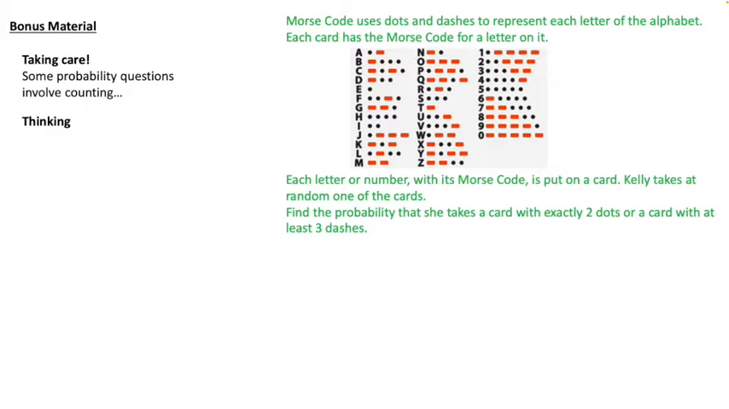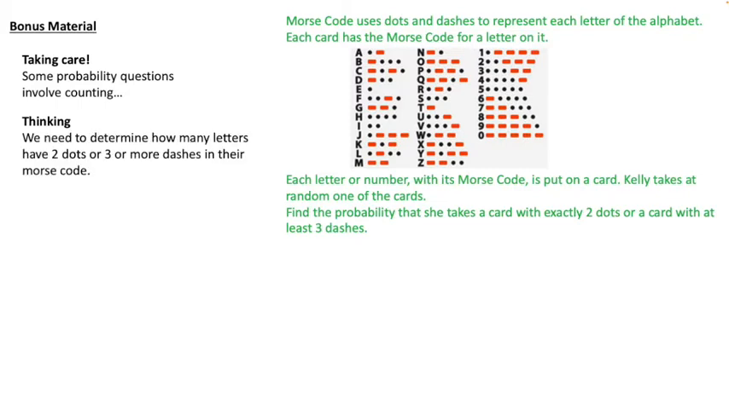Little bit of bonus material in this video, and this is about taking care. Some probability questions involve counting, and it's easy to mess it up. So let's have a look at the question. We've got the Morse code here, and we have to find out the probability of a certain thing happening. The probability we're finding is taking a random card, so each of these has been put onto a card, and the probability of taking a random card which has exactly 2 dots or which has at least 3 dashes.